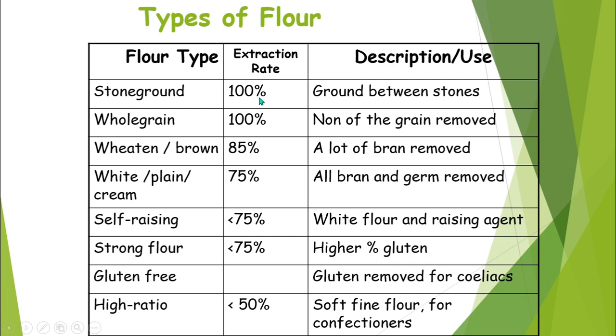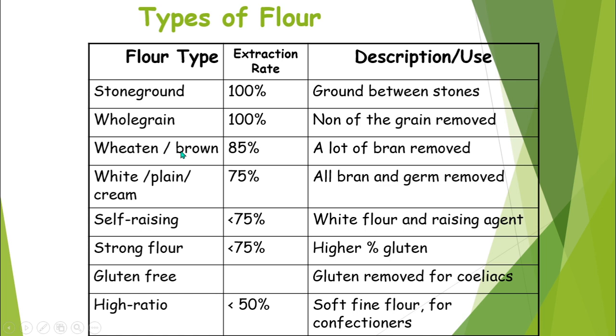The extraction rate is 100% and it is obtained by grinding between two stones. You have seen the traditional chakki having two stones, one is stationary and one rotates. The upper stone rotates manually. So the second flour type is whole grain flour. The extraction rate is again 100%, and here none of the grain part is being removed.